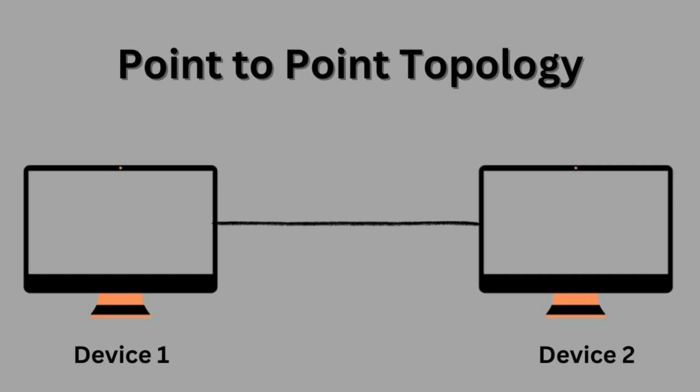Multipoint uses a single link to connect three or more devices. It is more complex than point-to-point, but can be more efficient and cost efficient. In large networks, devices share the same link, which can lead to collisions and lower performance. It is commonly used in LAN and MAN, local area networks and metropolitan area networks.